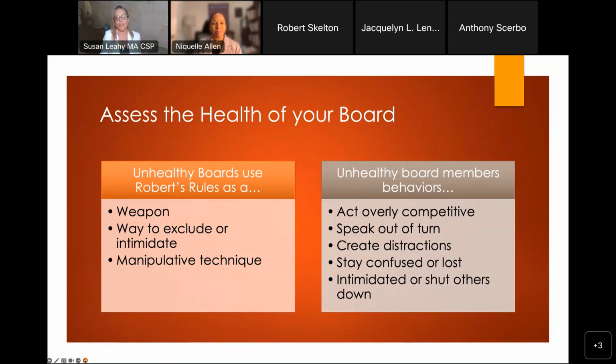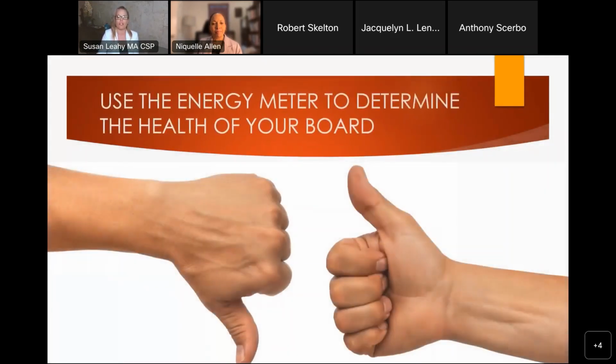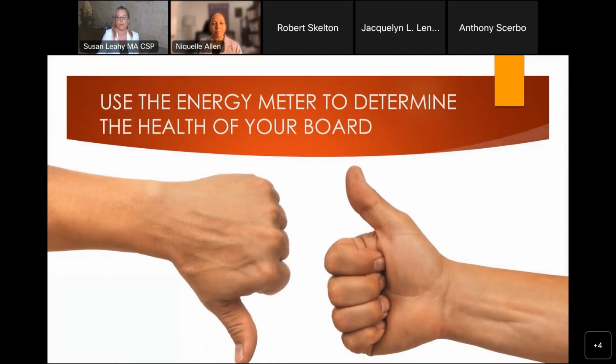Unhealthy board member behaviors can manifest in the form of acting overly competitive. We can see people speaking out of turn. We can watch board members creating distractions. We can also see individuals just staying confused and disengaged. And we can also watch when other people are getting intimidated or just really want to shut others down. All of these behaviors are something that I think we all deal with in the meetings that we're in, and we need to start addressing those and understanding that Robert's Rules of Order really should be used as a tool that helps to foster and reinforce the health of the meeting that you're sitting in.